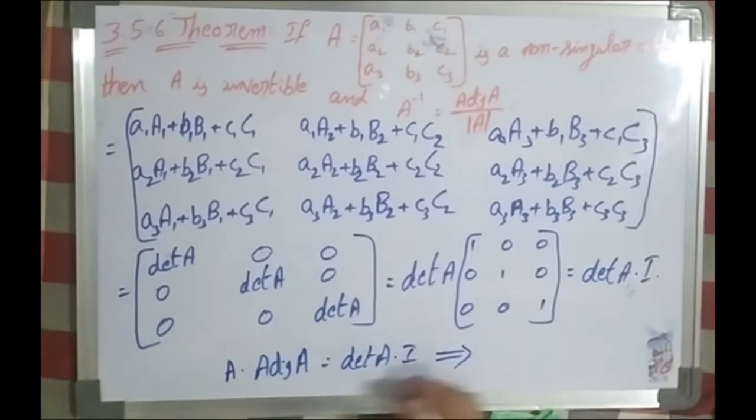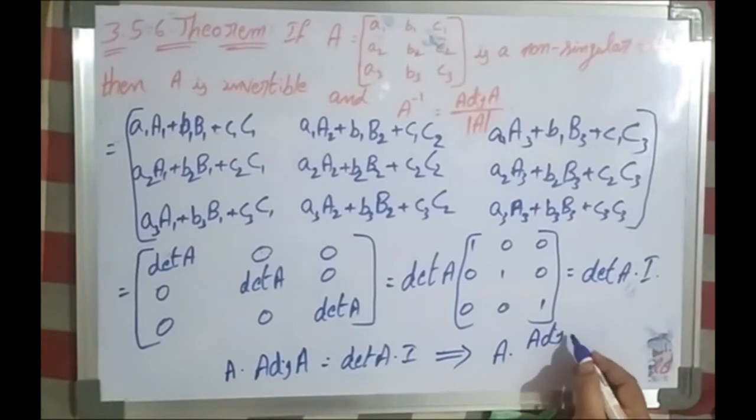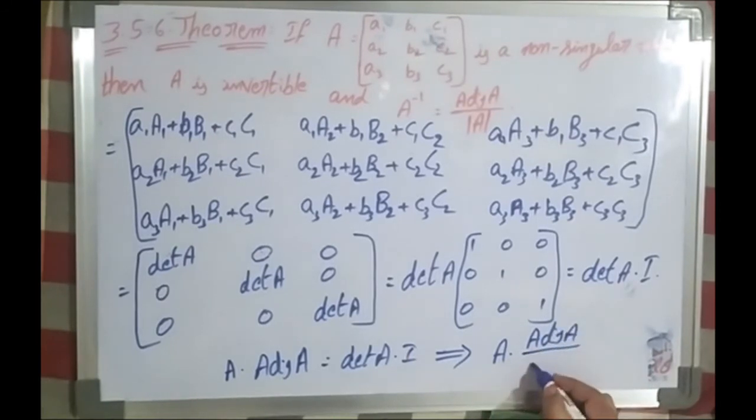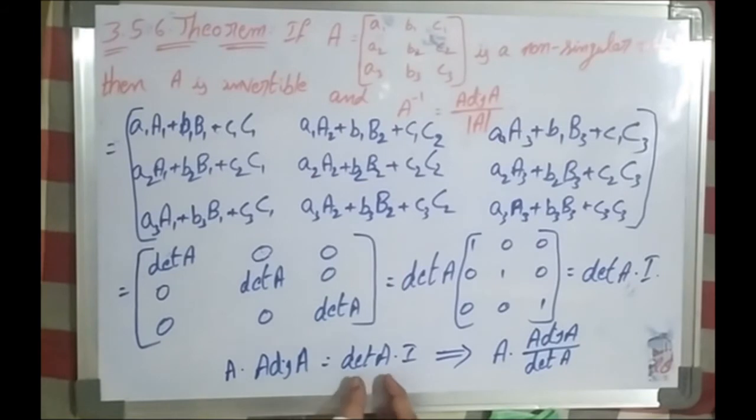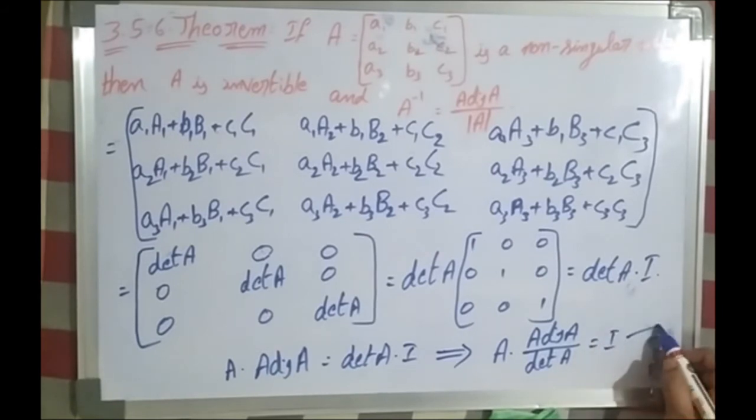From this we have to write down A into adjoint of A by det A. Here we can cross multiply: the determinant A is in multiplication form, so by taking it to the other side of the equation, it is in divided form. Then A into adjoint of A into det A equal to I. This is equation number 1.